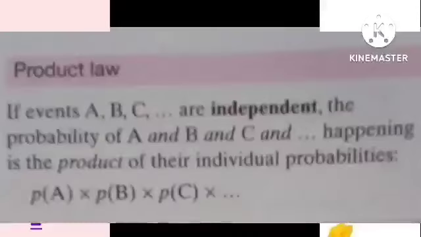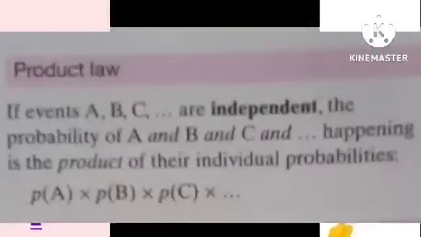Now I'm quite sure that the addition law was easy. Let's go on to the product law. When we talk about the product law, we're talking about events that are not dependent. That means they can happen together because they are independent of each other. So if events A, B, C, and so on are independent, the probability of A and B and C and so on happening is the product of their individual probabilities.